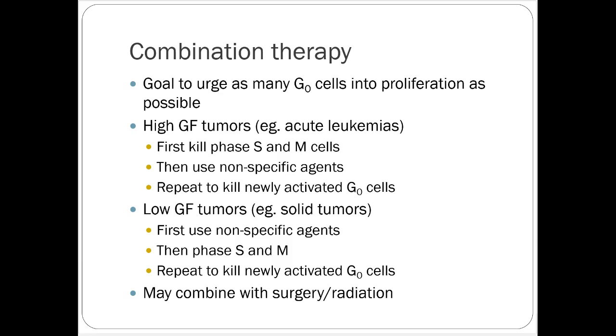For low GF tumors, remember, things that are solid tumors, possibly. Leukemias tend to have a higher growth fraction turnover. When we talk about low GF tumors, you're talking about maybe more solid tumors. And so we're going to try and use our non-specific agents first to wipe out anything that's going on. Then we switch to phase S and M, and then we repeat. So basically, it's the same real process, but if you're looking at a regimen, you're always going to start with your S and M phases in high growth, and then you're going to use those secondary in your low growth, and it's just a flip-flop. And of course, surgery and radiation, depending on if it's indicated, is always appropriate and can be combined with our drugs at any time.